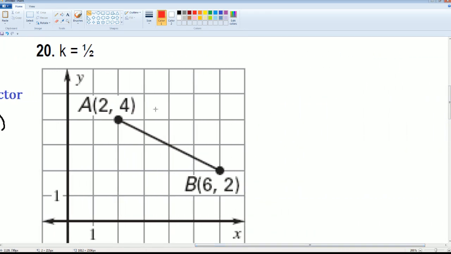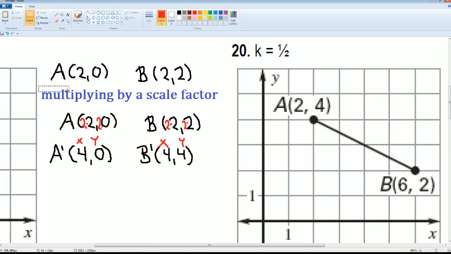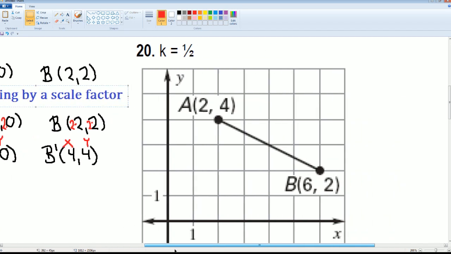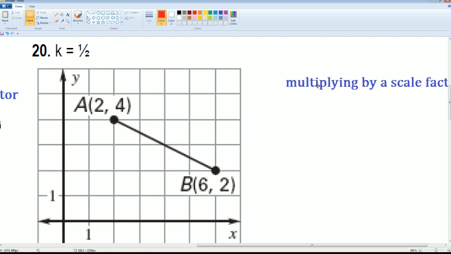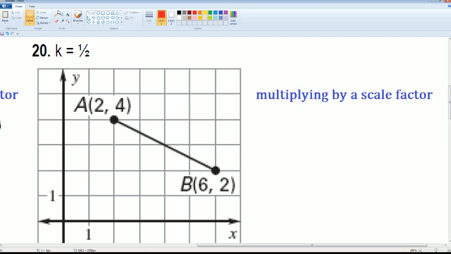What are we going to do to this? We are going to perform a dilation. What is a dilation? A dilation is when we change the size by multiplying by the scale factor. But we need the original point.